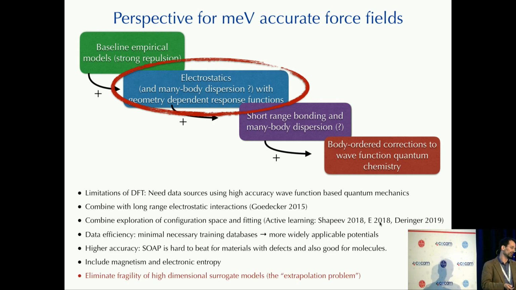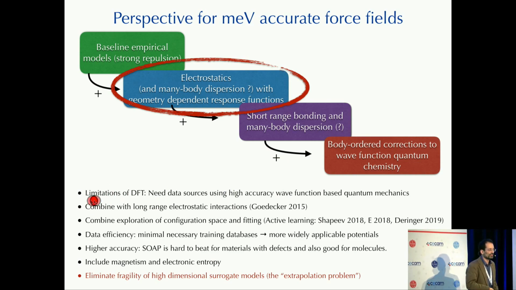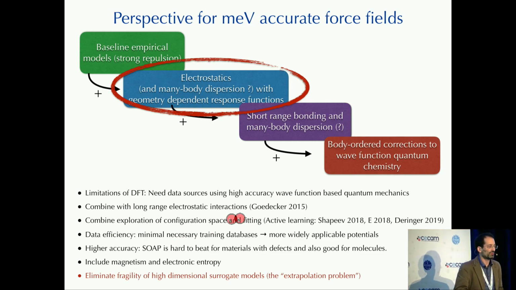And here is sort of the wish list, really. So we are reaching the limitations of DFT. For many systems, we have the capability of fitting something with milli-eV accuracy, and we need data sources that are very, very accurate. We need to combine with long-range electrostatics. Stefan Gödecker has done something in 2015, but people haven't really followed up. We need to combine the exploration and the fitting.